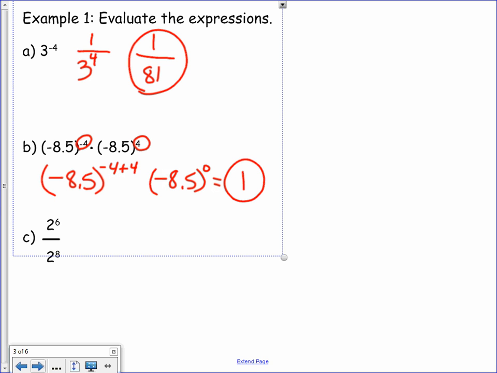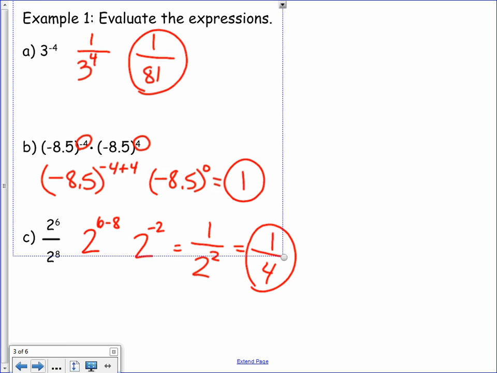Now for part C, remember the quotient of powers property says if we have the same base and we're dividing the powers, we have to subtract the exponents. So 6 minus 8 is negative 2. 2 to the negative 2 is 1 over 2 to the positive 2. And then we need to evaluate 2 squared. 2 times 2 is 4.